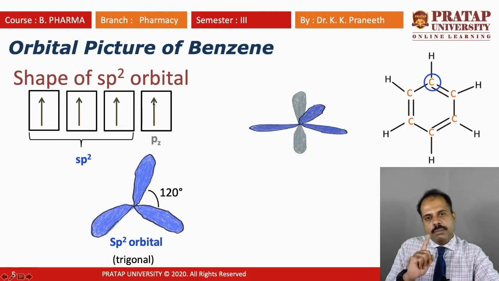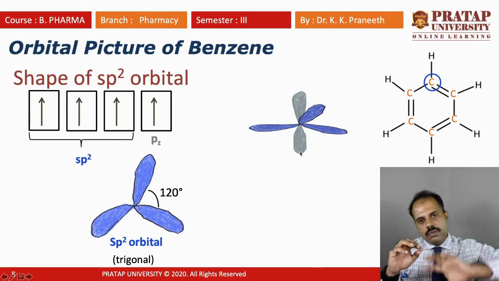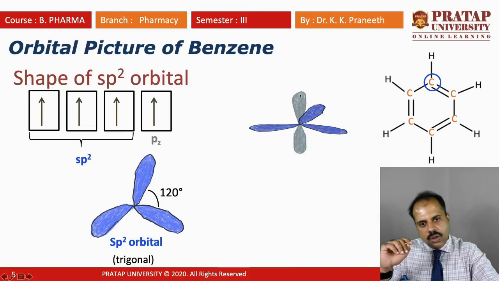And how many electrons are present in the pz orbital? Only 1 electron, right? This 1 electron can move from here to here. It can be either here or here, but in the center there will be no electrons present. So the electron density will be distributed throughout this gray lobe.